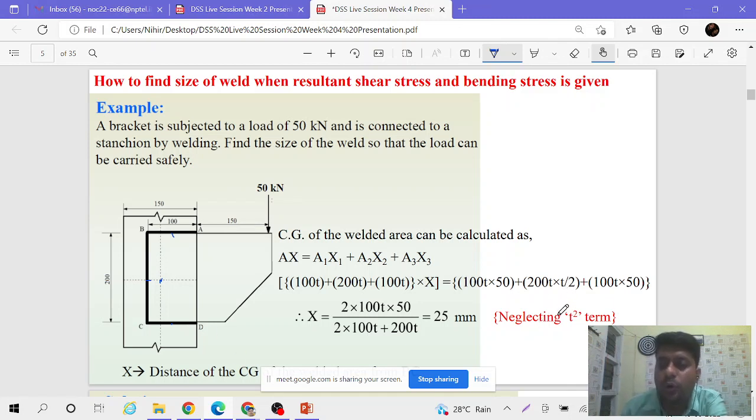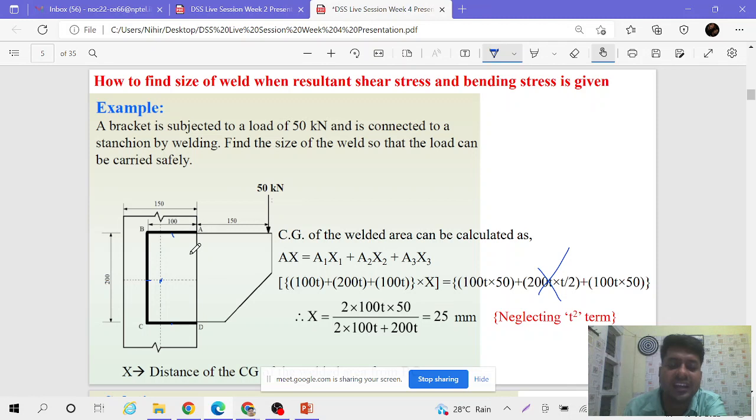So here we are going to neglect square or cubic terms. Why are we going to neglect these terms? From the calculation here you can see that 200 t into t by 2, so it will come to 100 t square. So we are going to neglect this term. This term will not be considered.